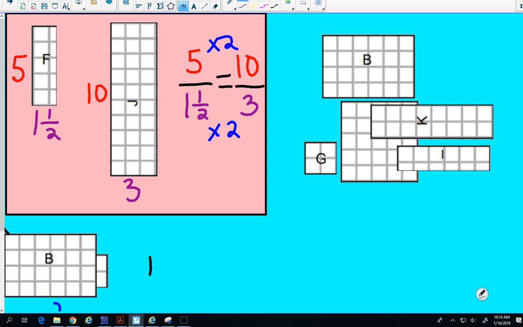So go ahead and glue down F and J. They're a match. F and J are a match.